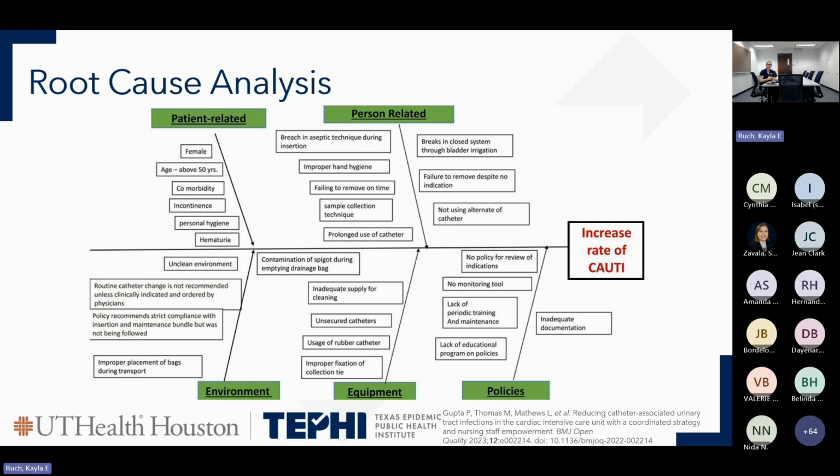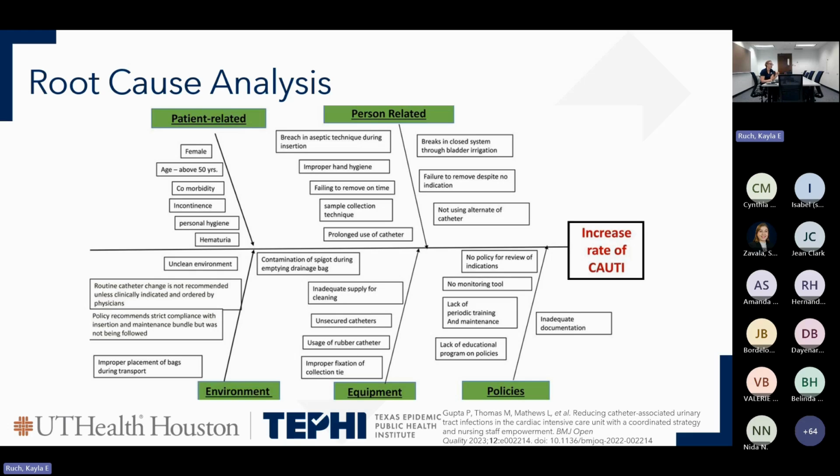So you first start with your patient related issues. Your patient: is it a female, male, comorbidities, certain risk factors. You're looking at that whole picture. And then you're looking at their environment. Where were they housed?